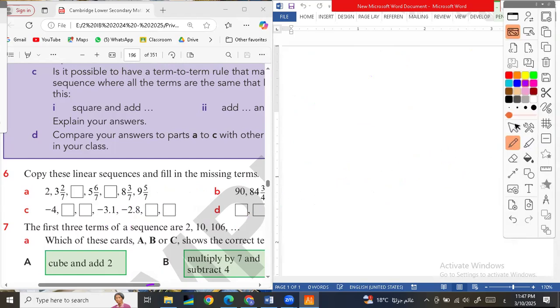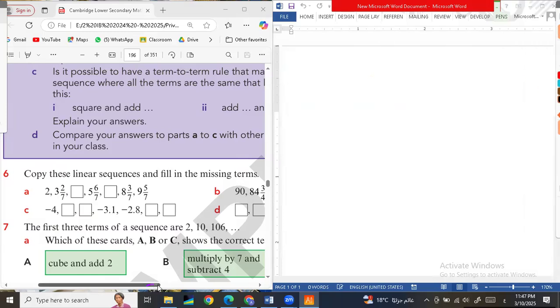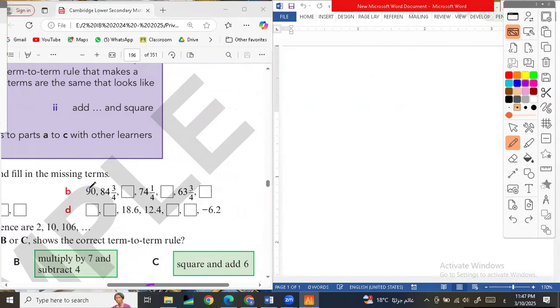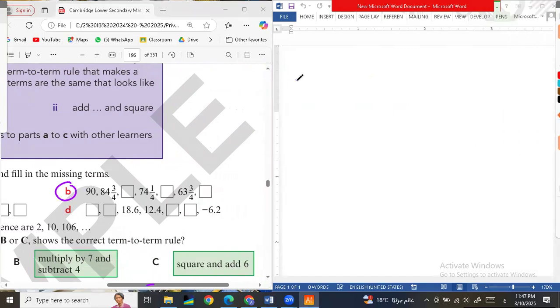Here we go, question B. Let's have a look at question B. What happened in question B here? What happened to 90 to become 84 and 3/4? Mentally, I should know that for the 90 to become 84 and 3/4, I took away 5. If I minus 5 from the 95, it will be 85. Okay, and what happened to the 85 to become 84 and 3/4? I took away from it 1/4.